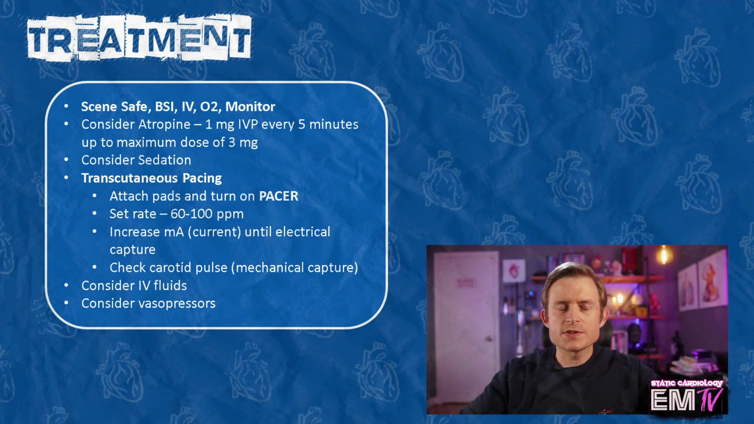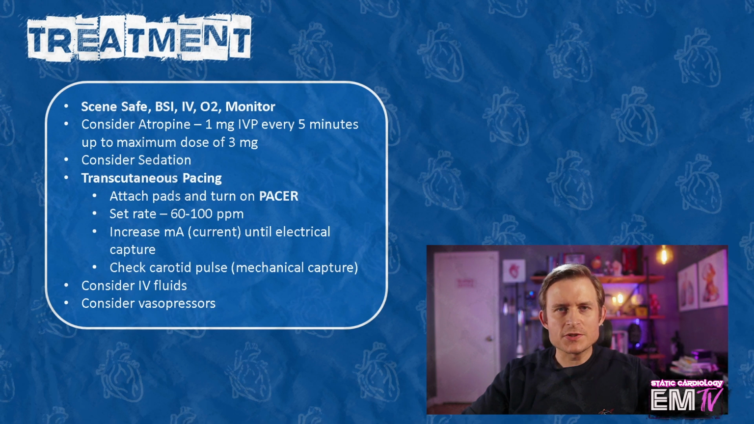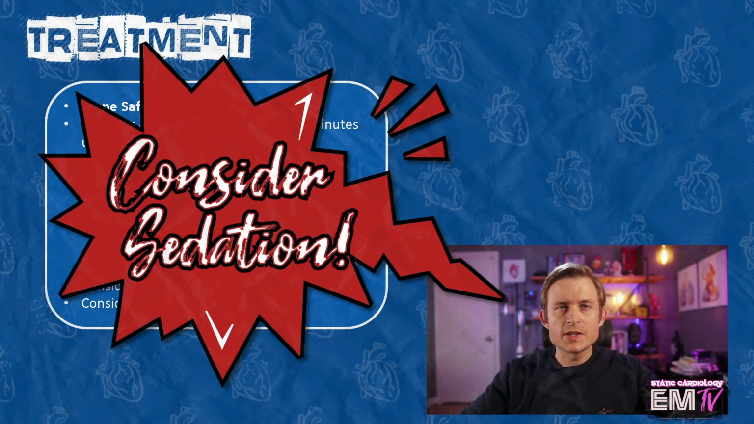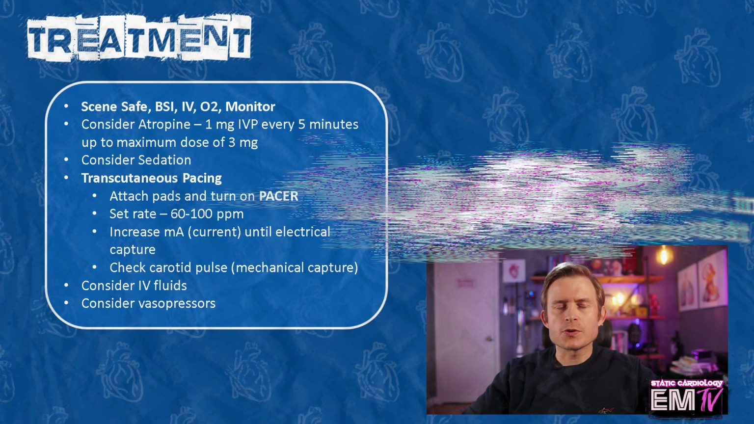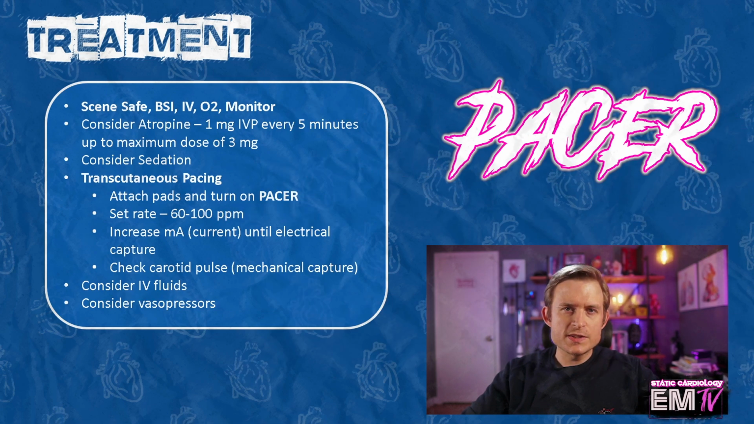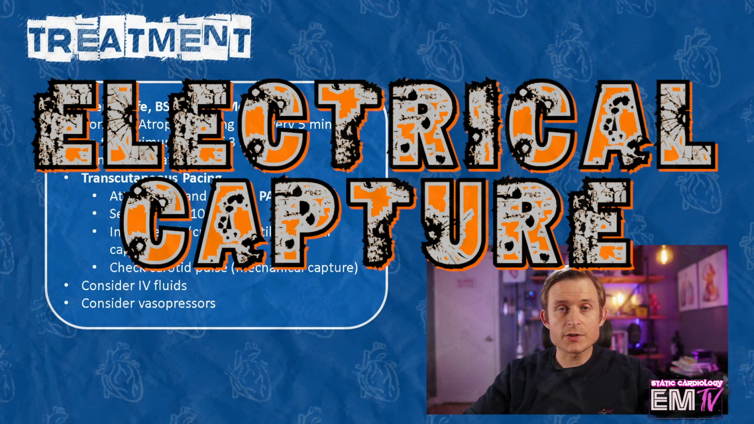But because my patient is unstable, and unstable gets the cables, more definitive treatment of this patient is going to involve transcutaneous pacing. Because this can be a painful procedure, I'll first consider sedation, using an appropriate sedative or analgesic, and then I'll attach the pads and turn on the pacer. I'll then set my rate anywhere between 60 and 100 pulses per minute, or ppm, and then I'll increase my milliamperage or current until I see a pacer spike immediately preceding a QRS complex. This is what's known as electrical capture.